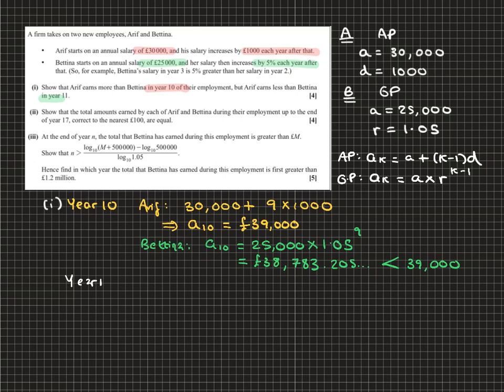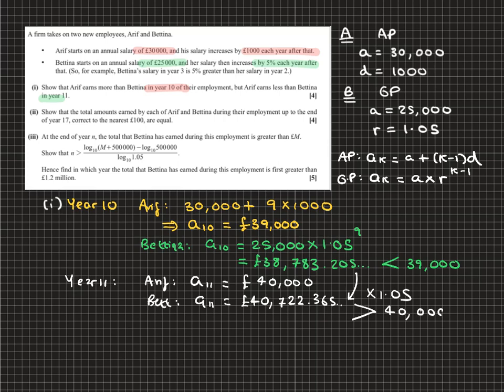year 11? So for Arif, a_11 will simply equal £1,000 more than a_10, so that's £40,000. And again, for Bettina, we can work out a_11 very simply by taking her value for a_10 and multiplying it by an increase of 5%, so 1.05. And this gives her a value of £40,722.365, which is clearly greater than Arif's salary of £40,000.